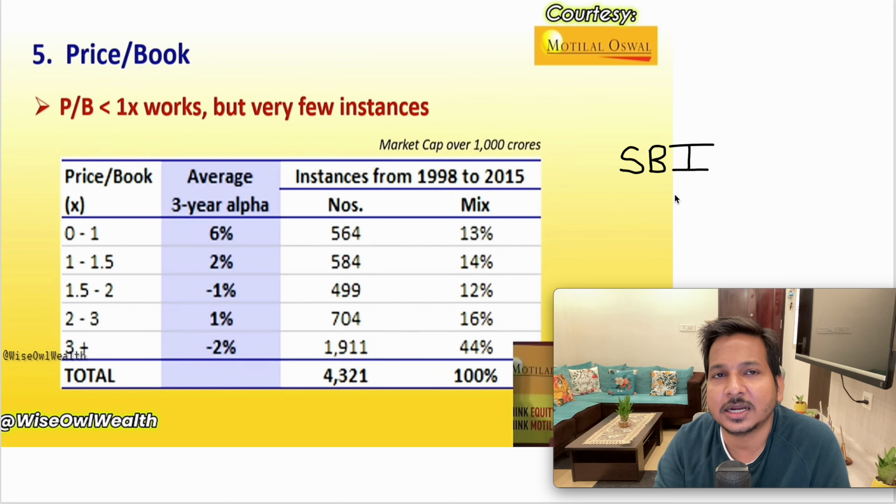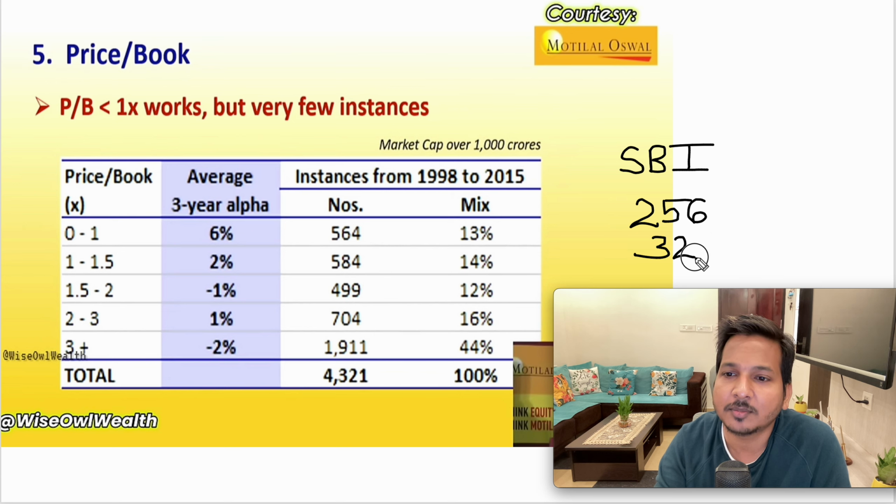SBI was available at around 256 rupees. 256 rupees was the per share price, and I think book value was around 320 something. So it was below the book value. So that was the time to buy.